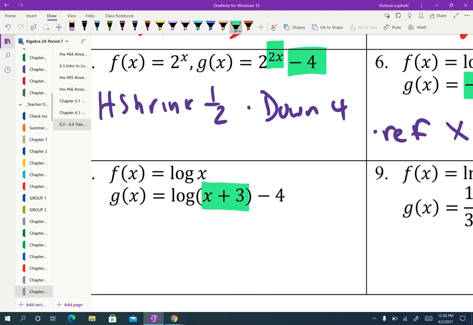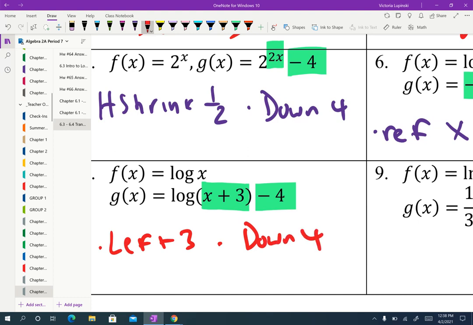Then you have this plus 3, which is on the inside, and the negative 4, which is on the outside. The plus 3 on the inside, remember, do the opposite. So that's going to be left 3, and then down 4.